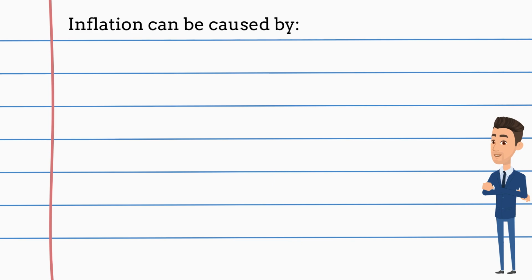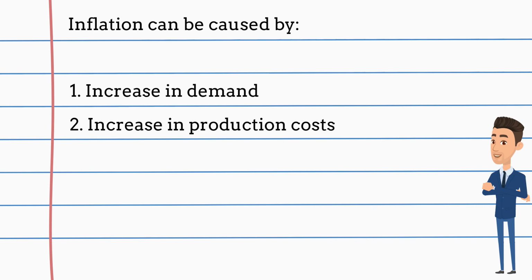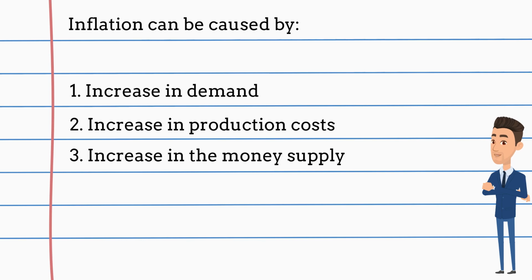Inflation can be caused by a variety of factors, including increase in demand. When demand for goods and services exceeds the available supply, it can lead to an increase in prices. Increase in production costs. An increase in the cost of labor, raw materials, or energy can lead to an increase in the prices of finished products. Increase in the money supply. When a central bank prints more money, it can lead to an increase in the supply of money in circulation, leading to higher prices. Supply chain disruptions. Natural disasters, wars, or other events that disrupt supply chains can lead to a decrease in the supply of goods and services, leading to an increase in prices.